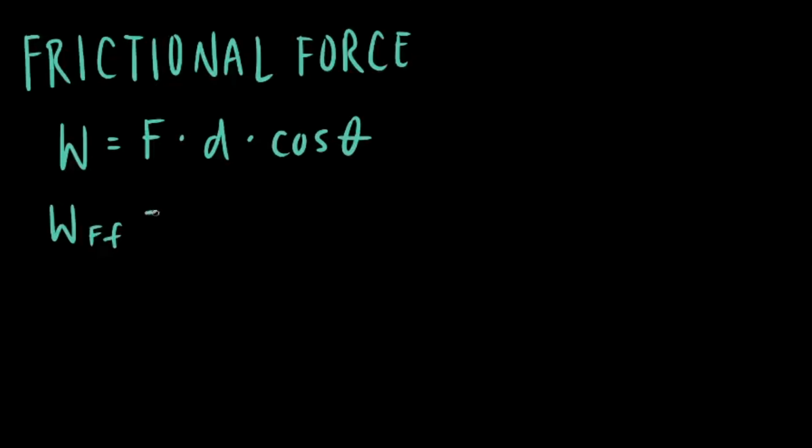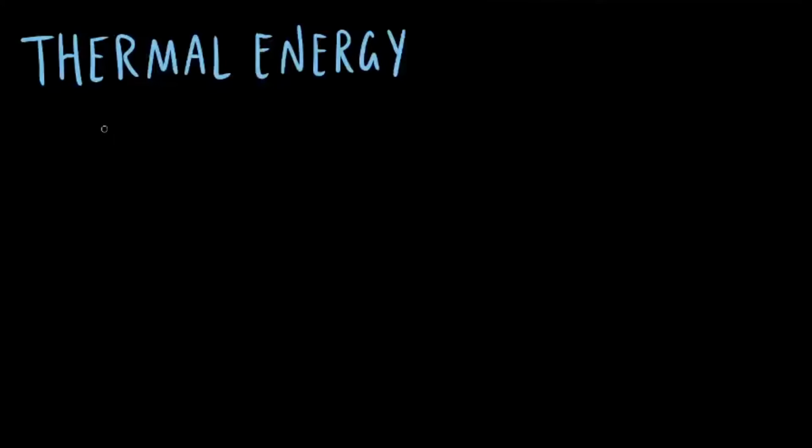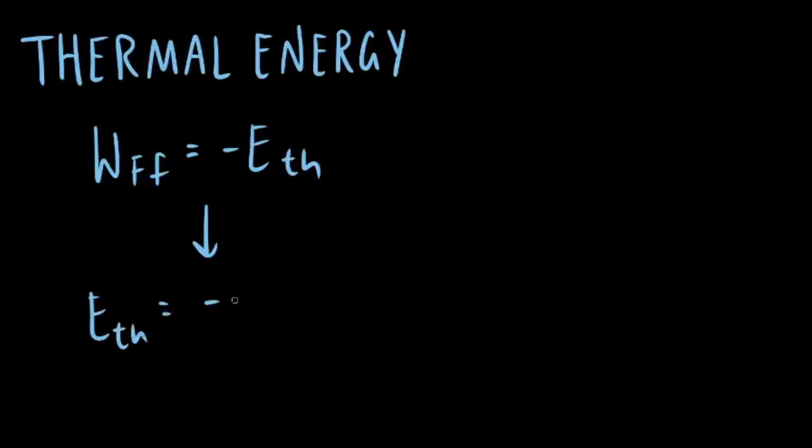Friction is an example of a non-conservative force that changes mechanical energy into thermal energy. From what we've applied in class, thermal energy is simply the work done by frictional force. In this case, it is negative because heat dissipates, thus being removed from the system.